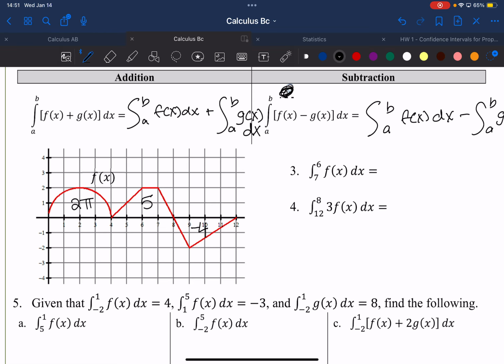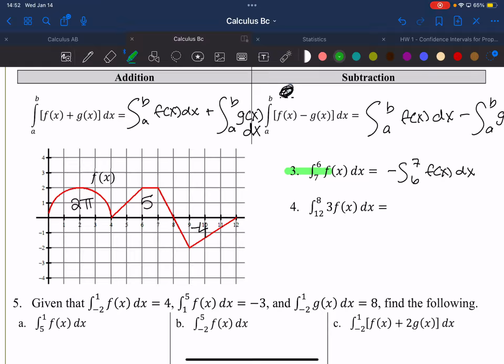Number 3 says, what is the integral from 7 to 6 of f of x dx? First, is this the integral from our lowest to highest, or is it backwards? It's backwards. Based off the properties, we know that we can rewrite this as what? Negative. Go ahead and say it. The integral from 6 to 7 of f of x dx. So we rewrote it using our properties. Now we can go look at our graph and see the area they want us to find.